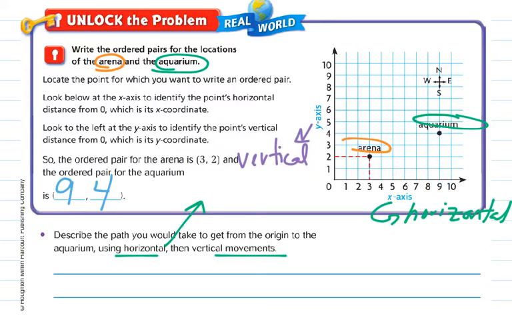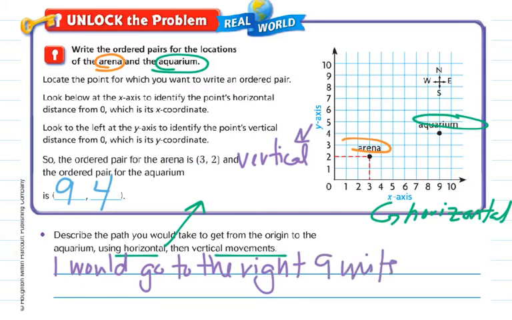So I'm going to just write that in a sentence here. So I would go to the right 9 units, and then up 4 units.